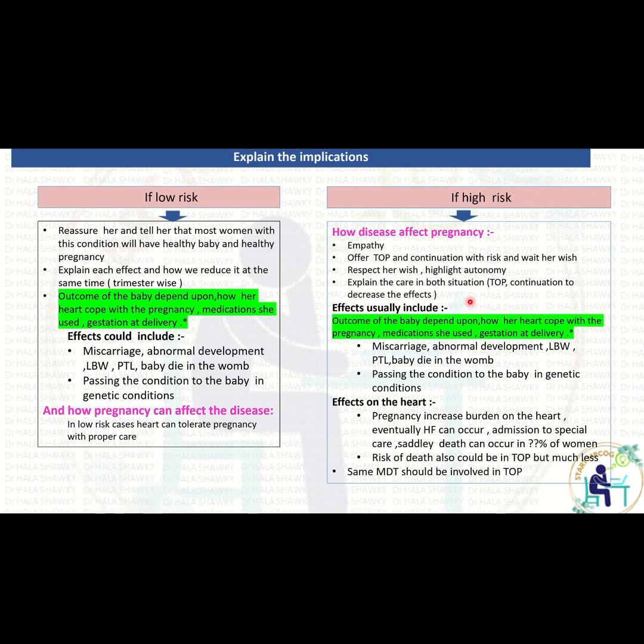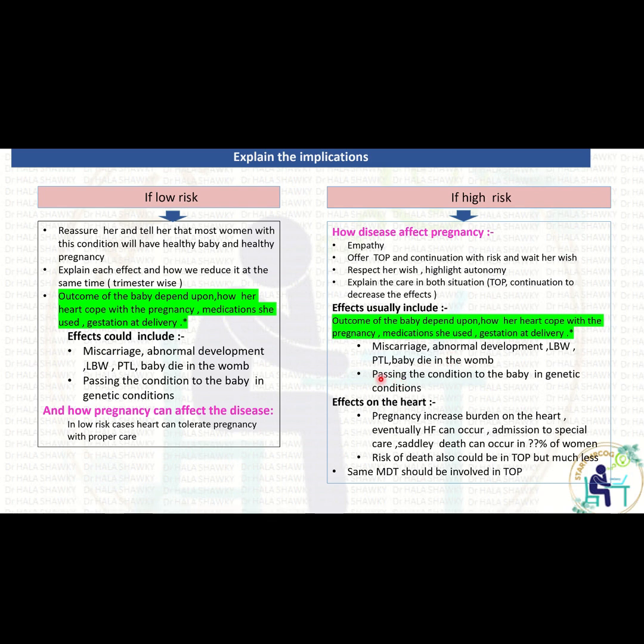So Marfan syndrome with aortic root below 4 cm is different from pulmonary hypertension. Mortality rate here is 1%, and there it is 30%. So we can recommend termination in pulmonary hypertension, but we will just explain the pros and cons of termination versus continuation, and she can choose. Also, the outcome depends upon how her heart copes with the pregnancy, the medication, and if she delivers early, the gestation at delivery.